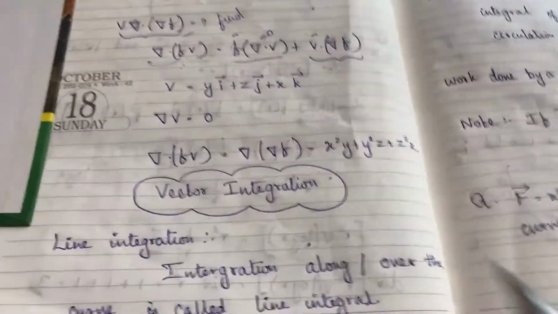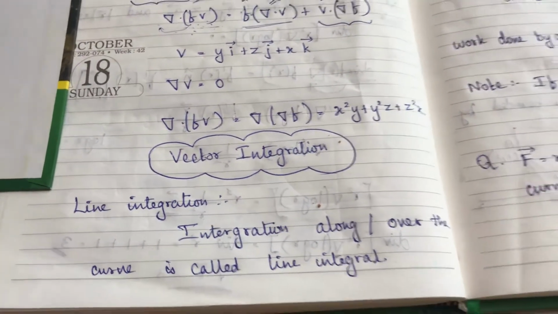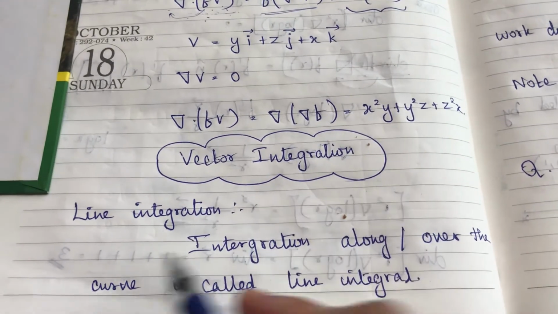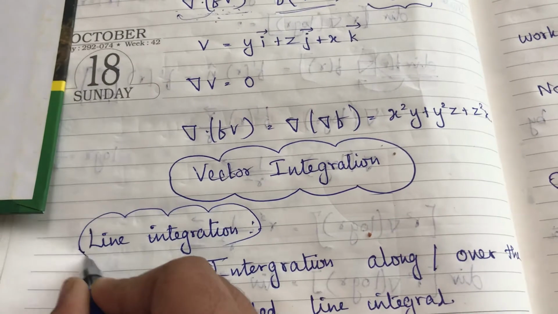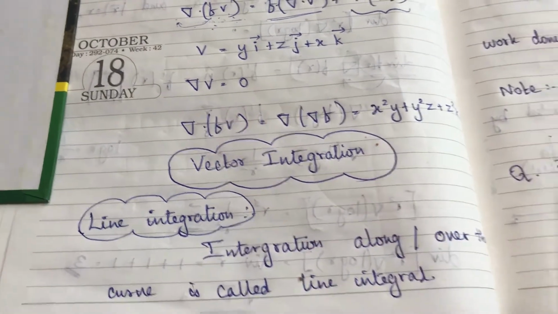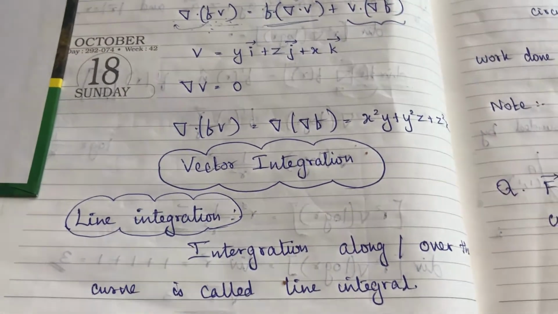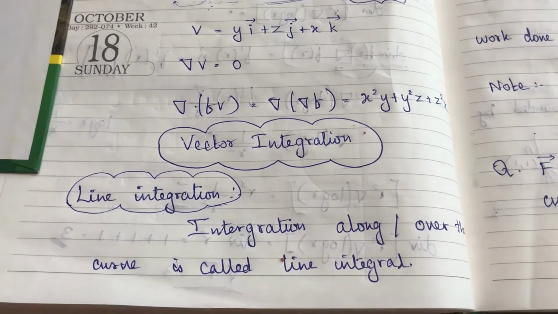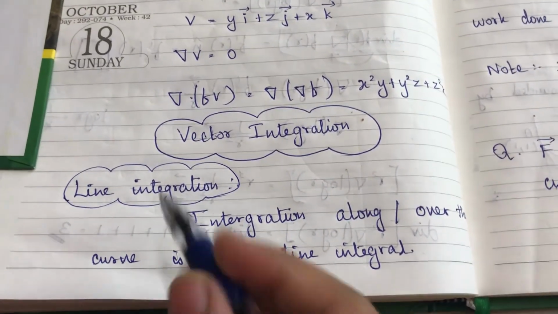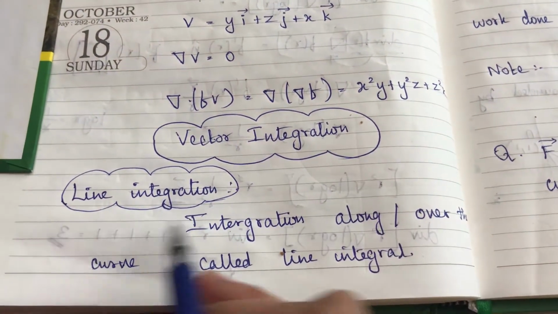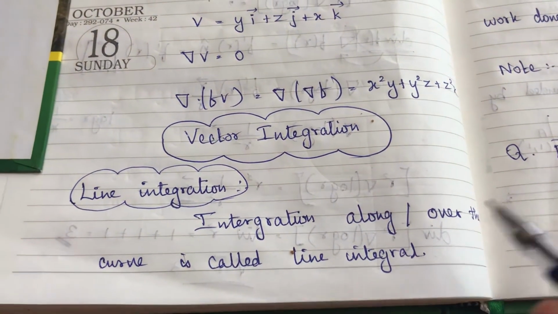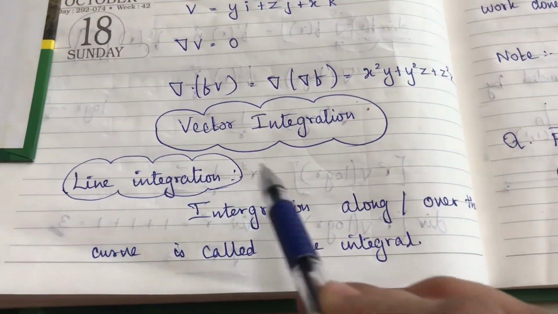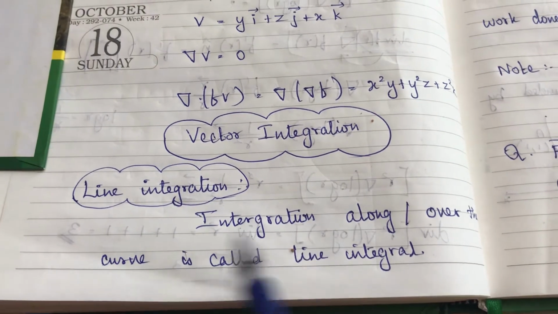Okay, let's see the another one. This is the last one. Vector integration. So we're going to see line integration in this topic, and then surface and then volume. Then the three theorems will come under these things, and it will be the end of this video. Okay, so vector integration, line integration. Line integration is integration along or over the curve. So along the curve or over the curve there will be an integration. It is called line integration.